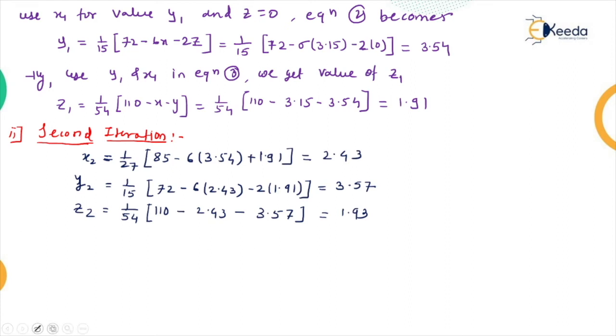Now we are going to discuss the third iteration. Simply you have to take the recent values for the next iteration. Here I am writing the third iteration.